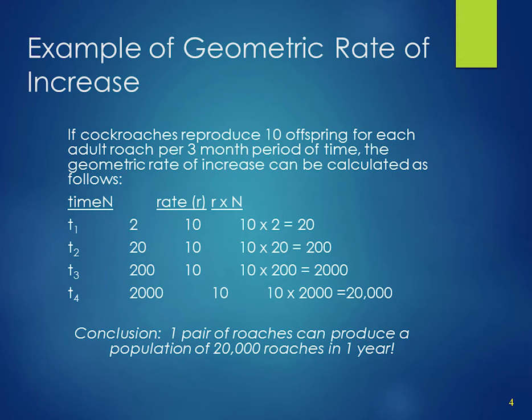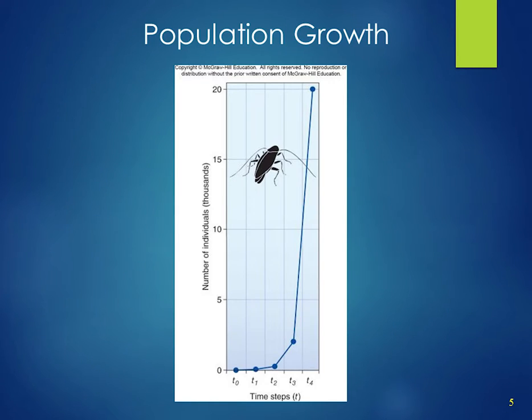If cockroaches reproduce 10 offspring for each adult roach per 3-month period of time, the geometric rate of increase can be calculated as follows. Conclusion: one pair of roaches can produce a population of 20,000 roaches in 1 year. A line graph of population growth of cockroaches.